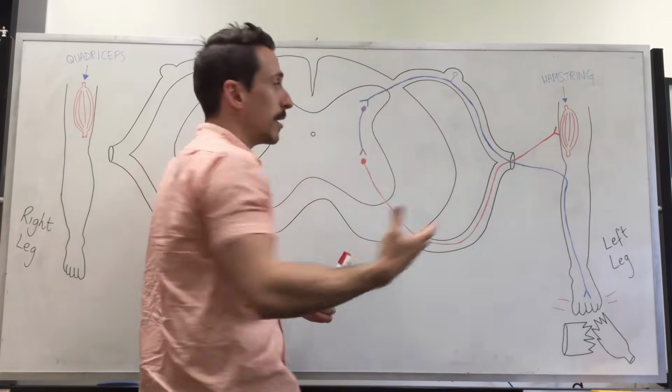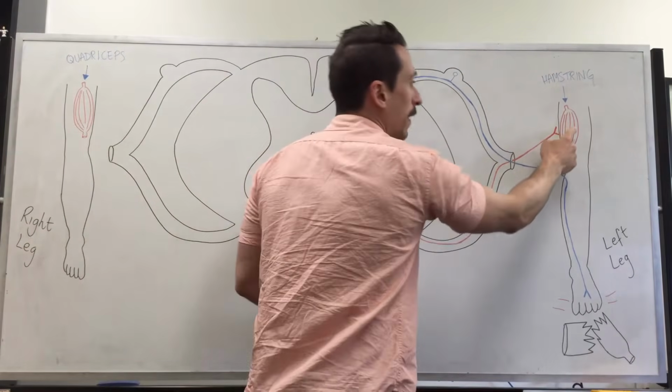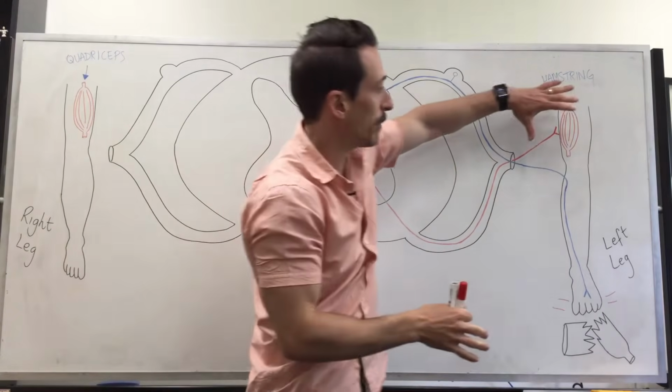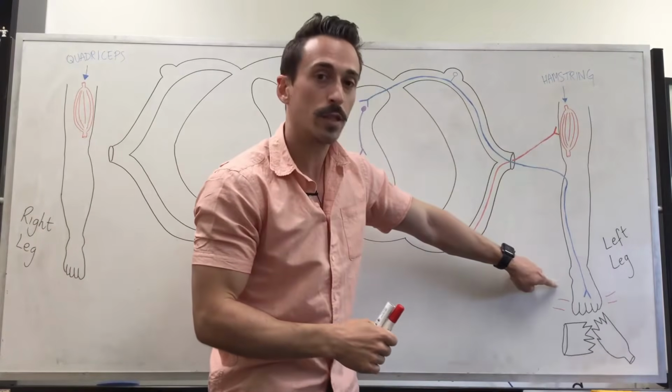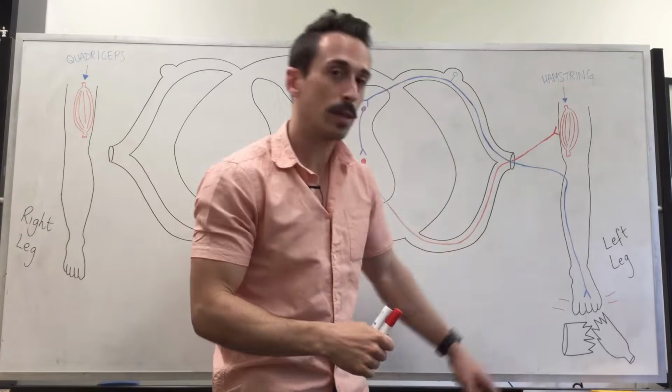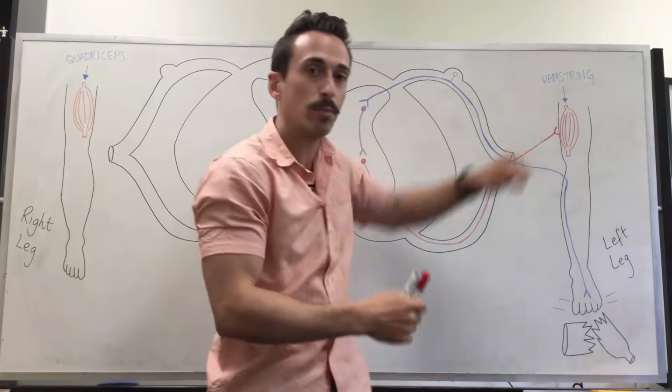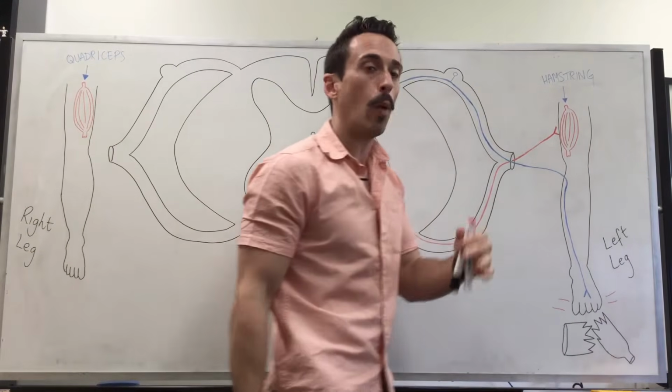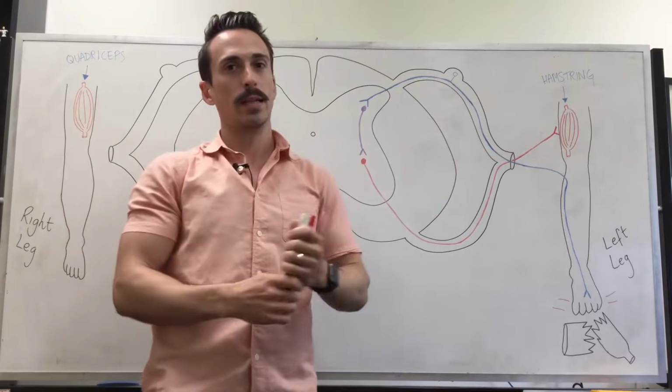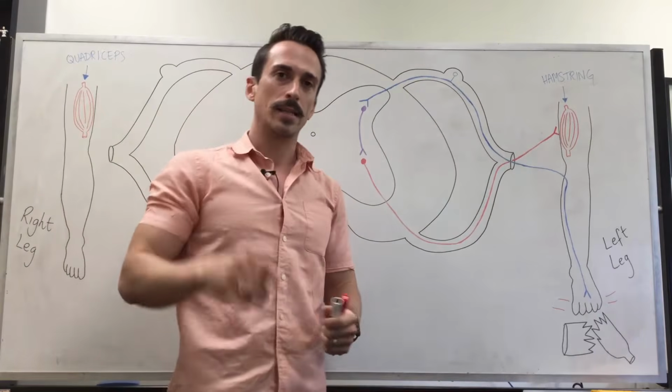efferent to the effector, and then number 5, the effector, which in this case is a muscle that contracts, which shifts the foot away from the stimulus. It's contracting the muscle here of the hamstring to flick that leg away. Now this is a simple reflex arc, but what is a crossed extensor reflex arc?